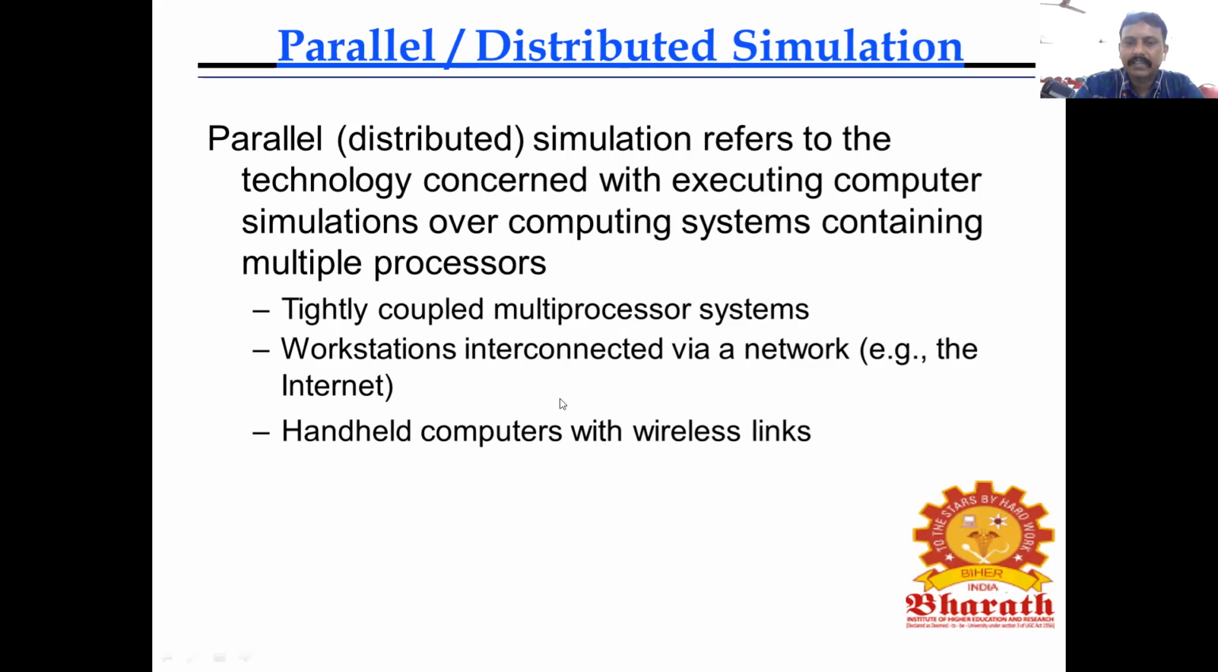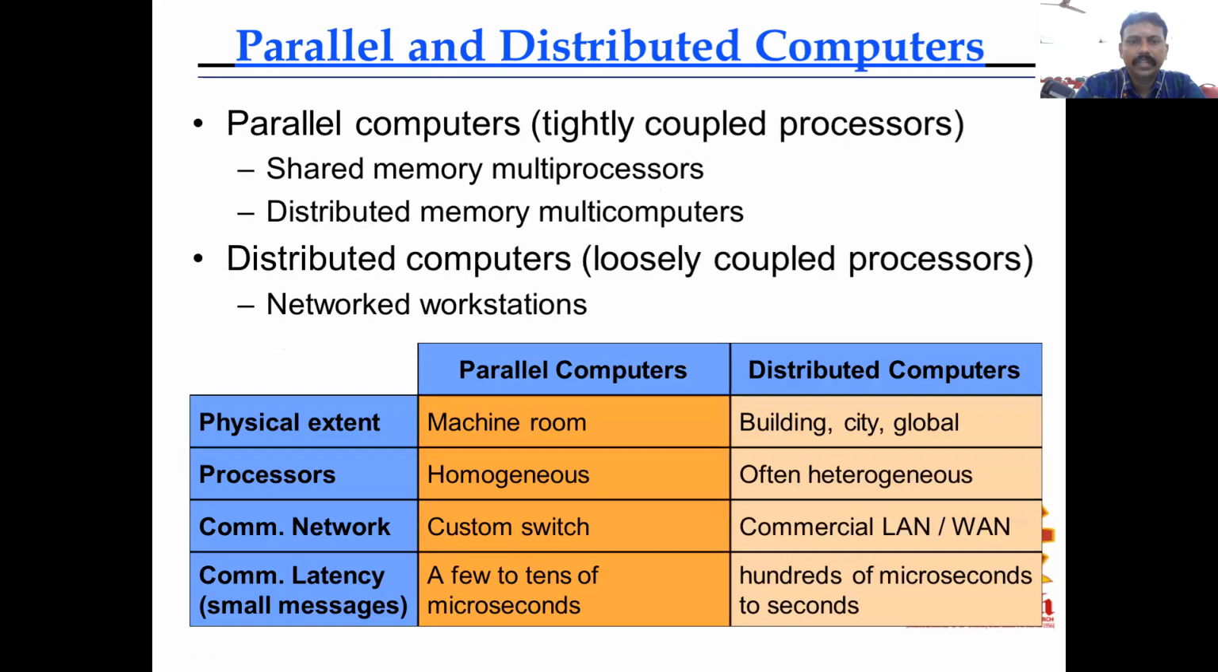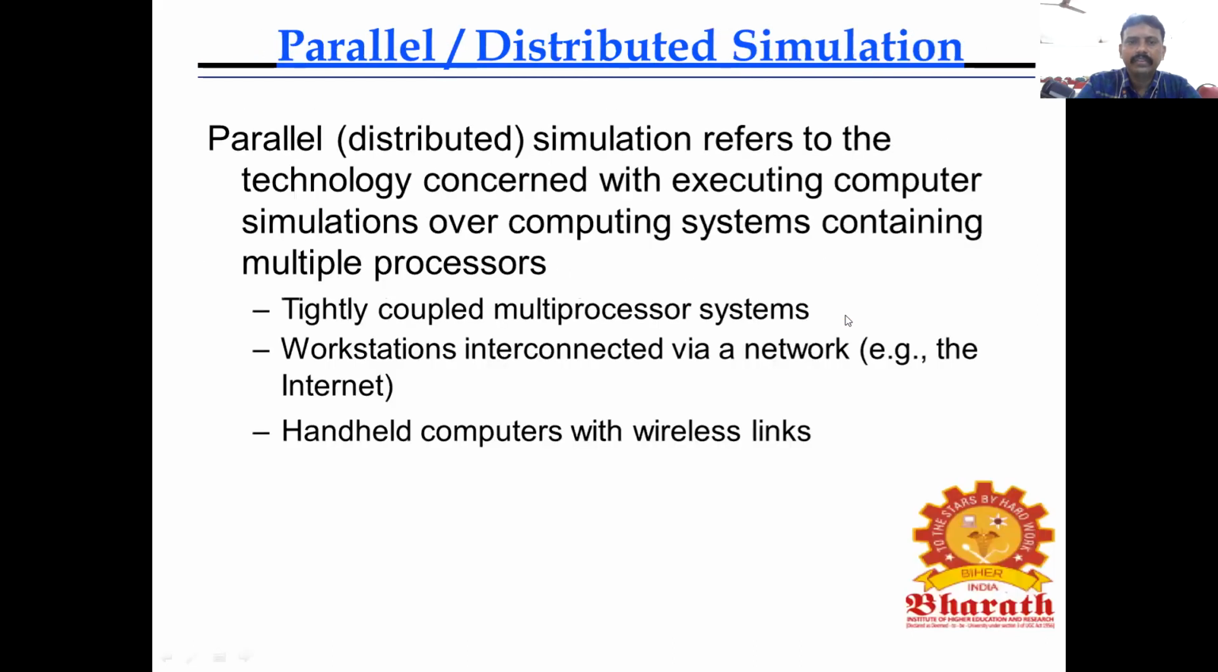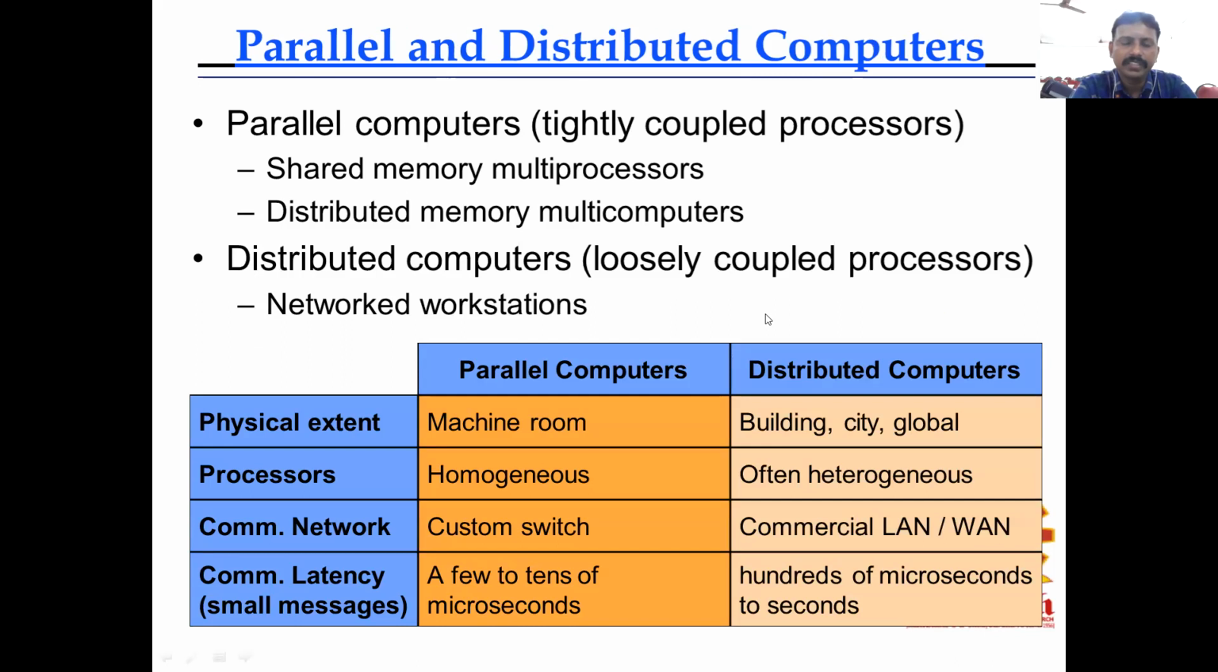Workstations can be interconnected via a network, for example the internet. Within this connectivity, computers can also be handled via wireless links in parallel computing. Parallel computing includes tightly coupled shared memory processors, and also distributed memory multi-computers, which are not tightly coupled processors. In shared memory, the memory is shared in a common memory among every CPU processor. In a multiprocessor, a number of processors share that common memory.